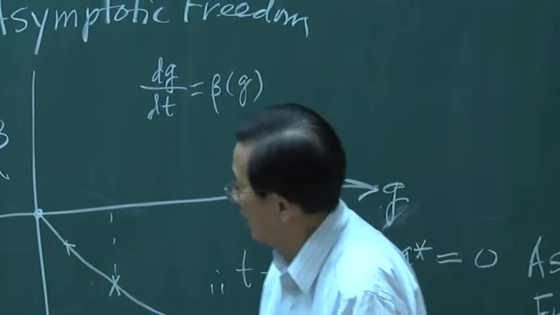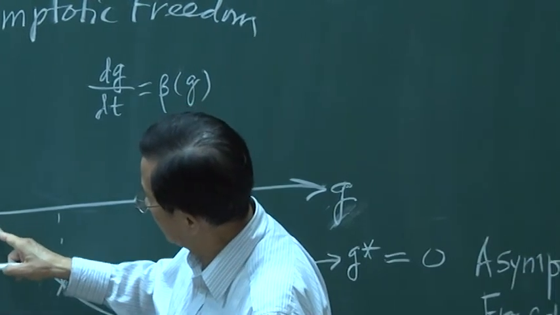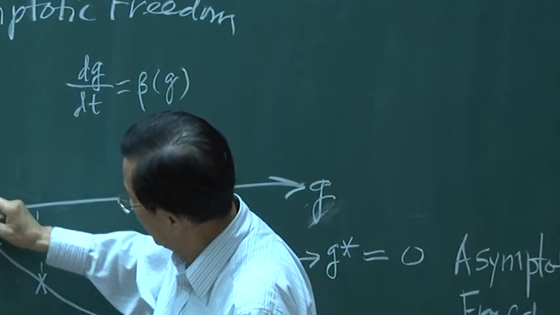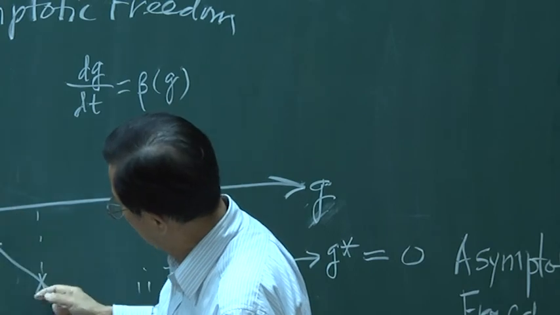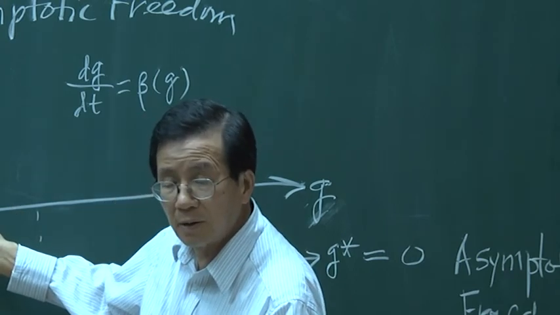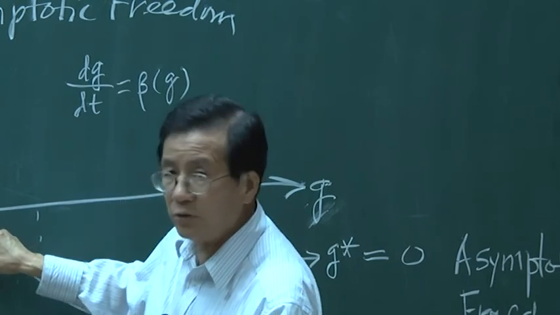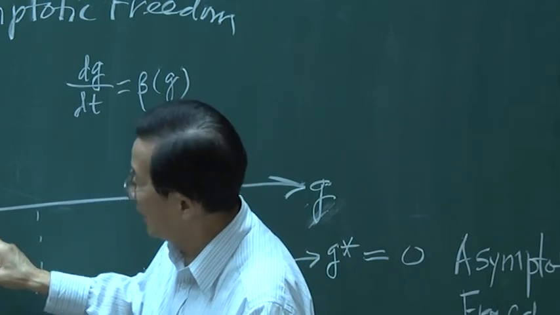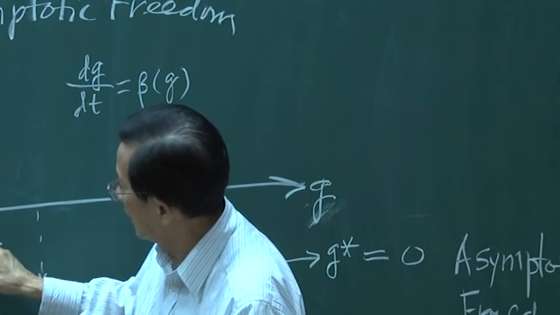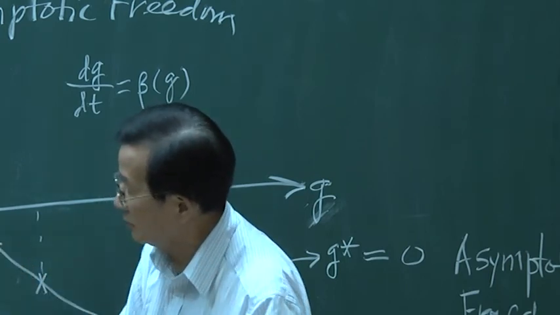Now, asymptotic freedom, why is it so attractive? Because if the coupling constant eventually reaches zero, then in the neighborhood of this point, you can use perturbation to compute many things. And so you can apply perturbation to it.